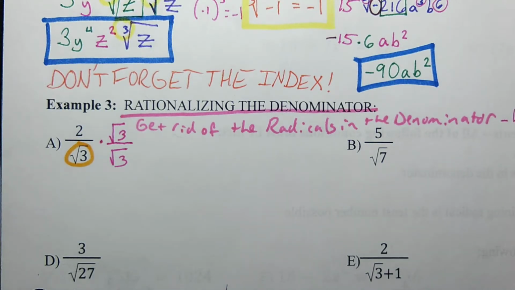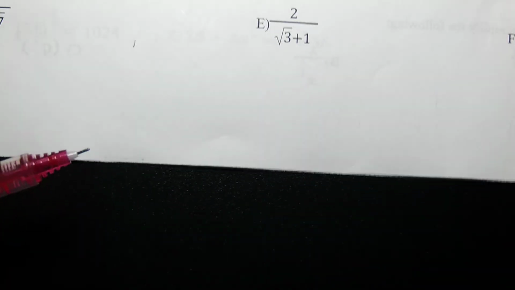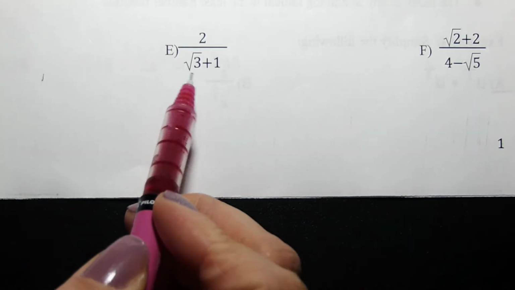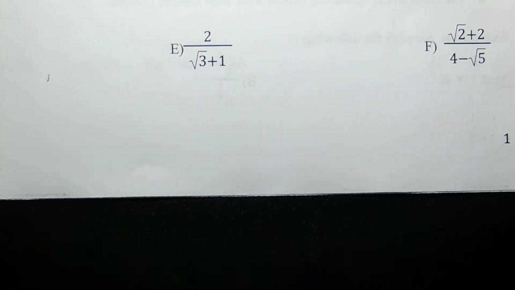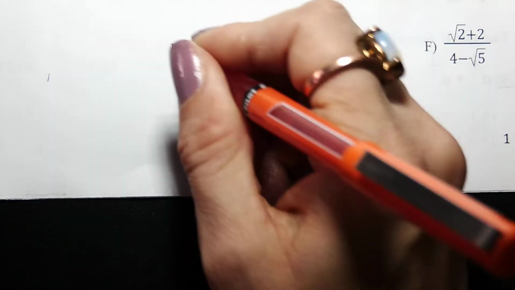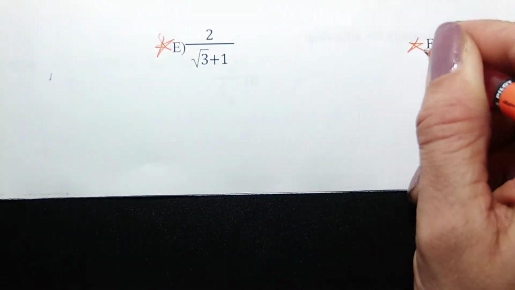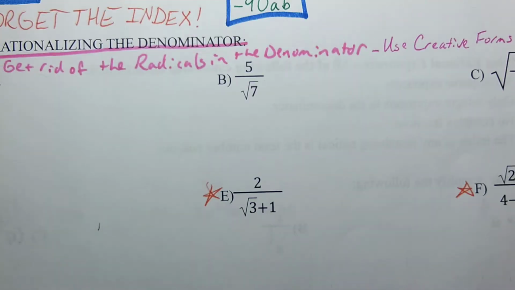So now, yes? Would there be a situation where you would multiply it by something else to get it to be a perfect square? Yes. So when we get down into something like this one, where I have a radical and an additional number in the bottom, then we're going to have to multiply by something different. So let's go ahead and put stars by E and F, because those ones are a little bit tougher.